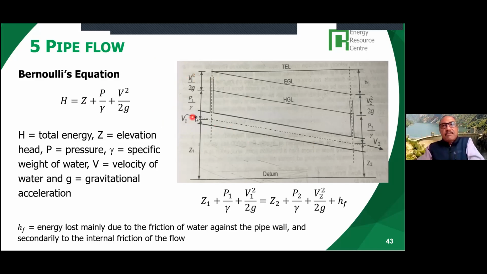So there is a pipe, and water is flowing through this pipe. In the beginning, the water is flowing with a velocity of v1. At the outlet, at another point, it is flowing with a velocity of v2. Okay. Now, the total energy is equivalent to the elevation head. So from the datum, what is the head elevation? So Z1 is the elevation head.